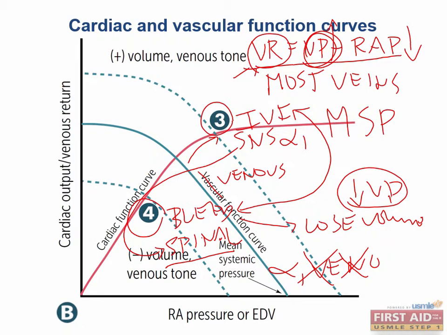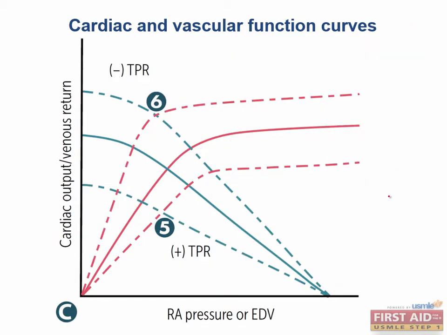Alright, now let's continue and move on to examine diagram C. This shows our cardiac function curve in the dotted red and the venous function curve in the dotted blue. Now total peripheral resistance is mostly determined by the arterioles. Remember we said that on the last couple of slides.